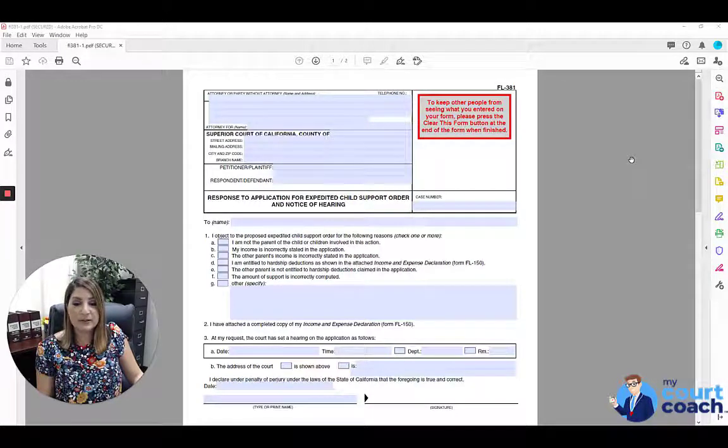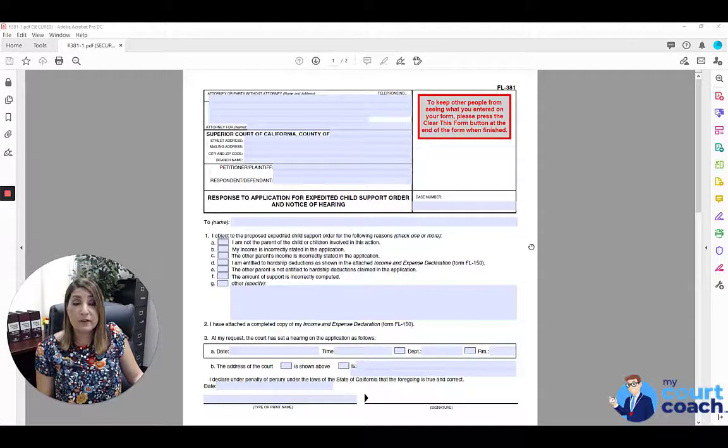My name is Sarah and I'll be your instructor as we talk about the response to application for expedited child support order and notice of hearing, also known as the form FL-381. As always with our court forms, you want to fill in your identifying case caption information at the top.